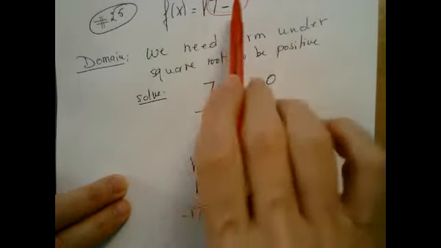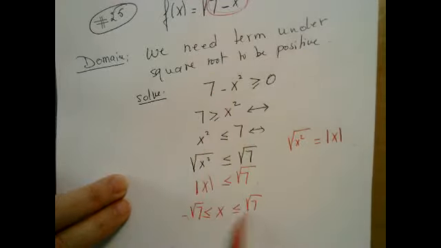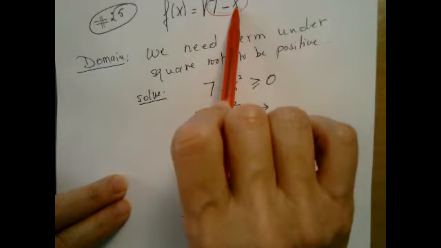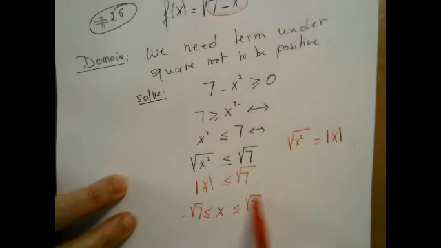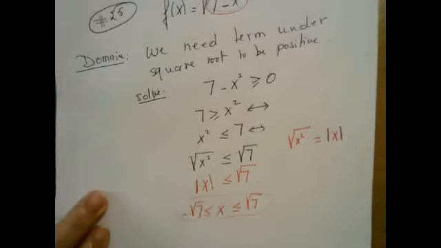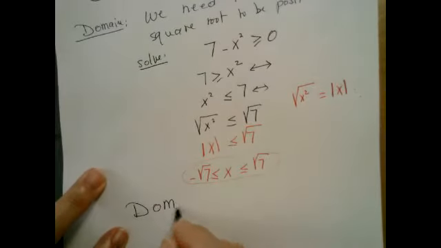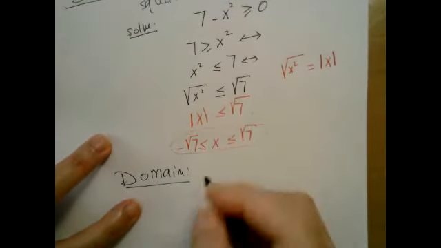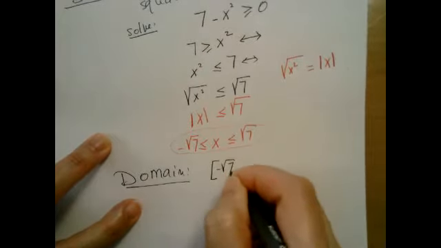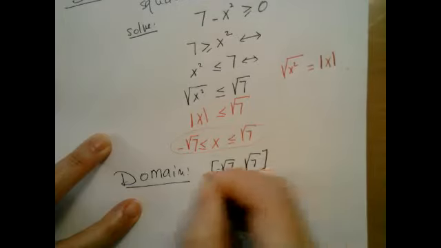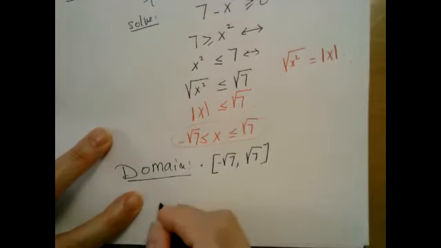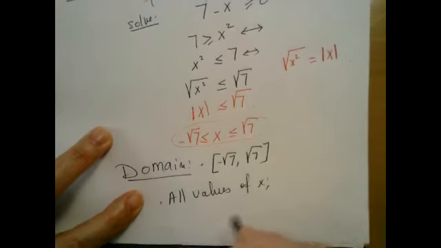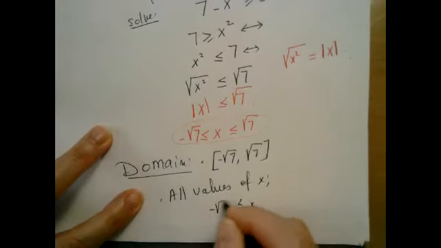So for example, 2 will be accepted. 2 is between -√7 and √7. If I plug in 7 minus 2 squared, that's going to give me the square root of 3. It is correct. So everything in here will be accepted. So what is my domain? Negative square root of 7 to square root of 7, closed here, absolutely. You can either use interval notation, or you can tell me all values of x such that x is between those two values.